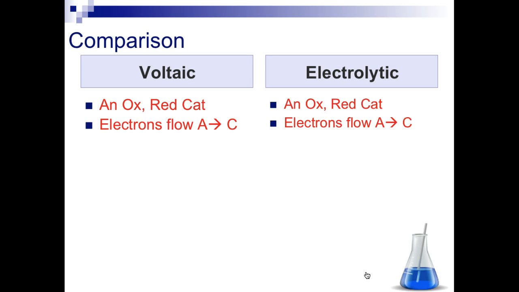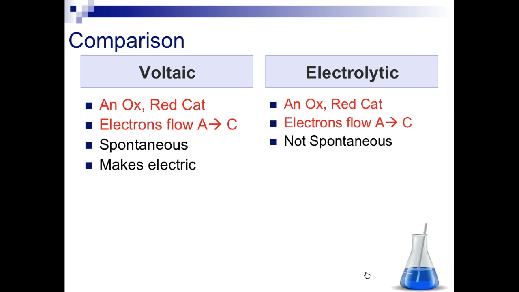So if we were to compare and contrast voltaic cells and electrolytic cells, the thing that they both have in common is that you have an oxidation happening at the anode and reduction happening at the cathode, and the electrons flow from your anode to your cathode every time. The difference is that voltaic cells are spontaneous and electrolytic cells are not spontaneous. Remember, spontaneous means it happens on its own. Non-spontaneous means that you need to have an outside source. In an electrolytic cell, the outside source is your battery.